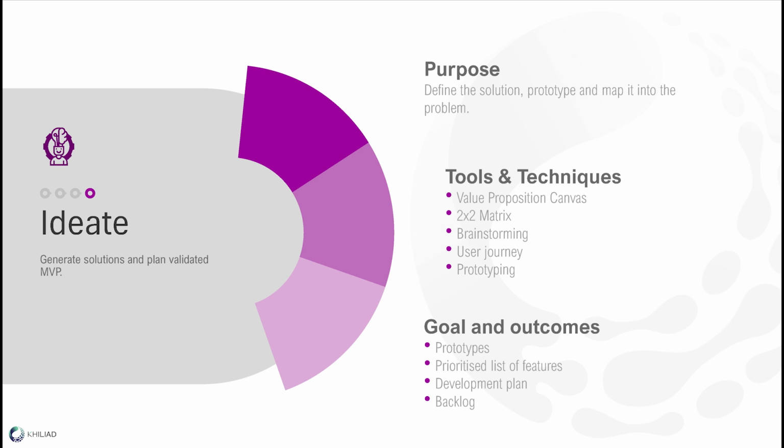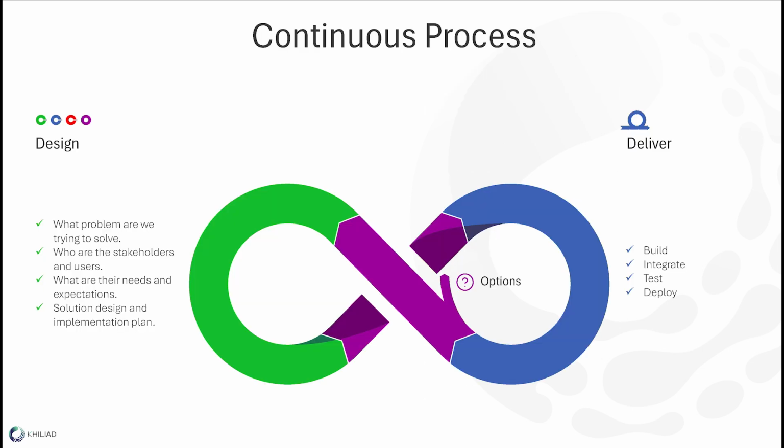From there, it's relatively easy to prioritize it and start developing a business development plan and backlog. And that's the biggest outcome of this phase, which is the plan to develop the product and the backlog. With that, we can start building.